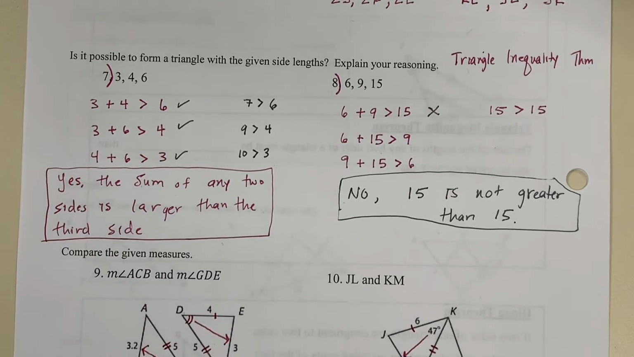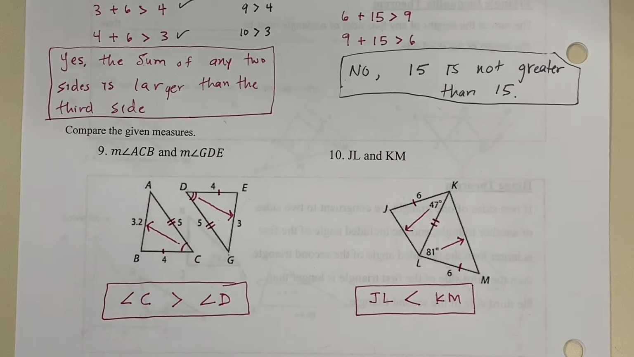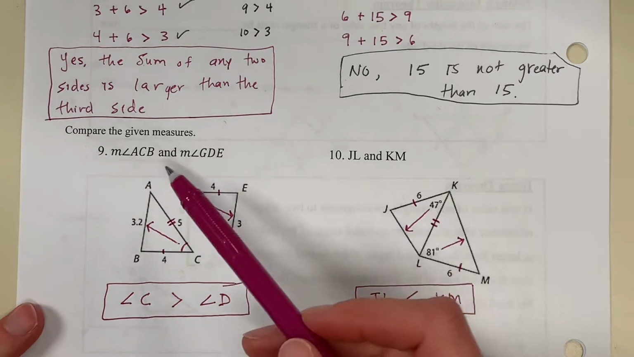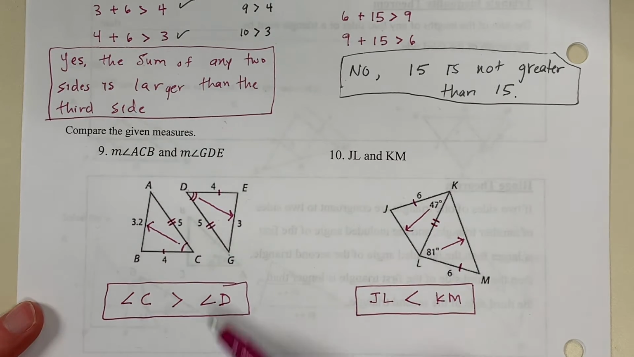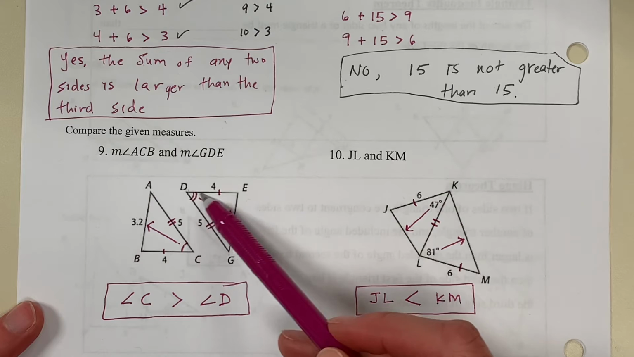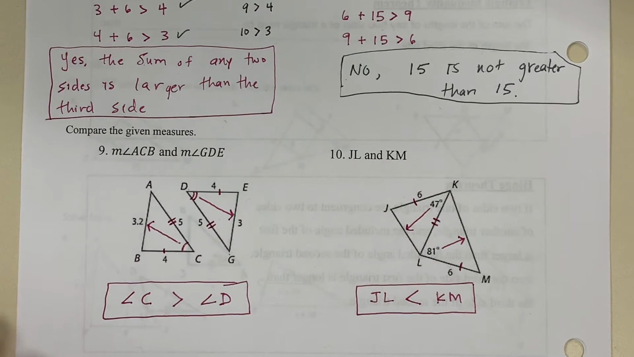Okay, let's look at problem numbers 9 and 10. In number 9, we are going to compare the measure of angle ACB and the measure of angle GDE. So the first thing I did is I found angle ACB, and I identified this as angle C. And angle GDE, middle letter is D. Okay, so I'm referring to angle D.